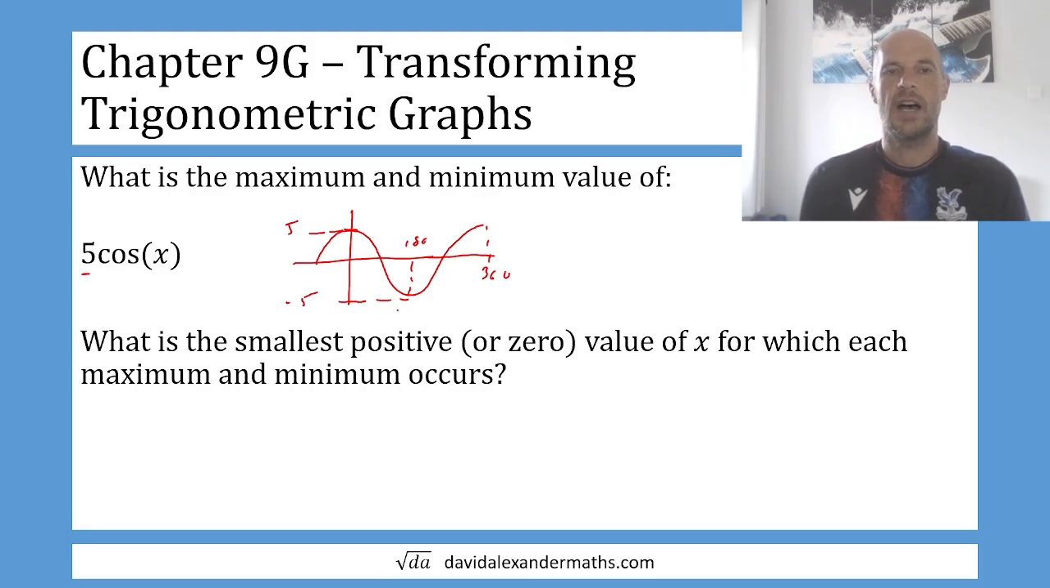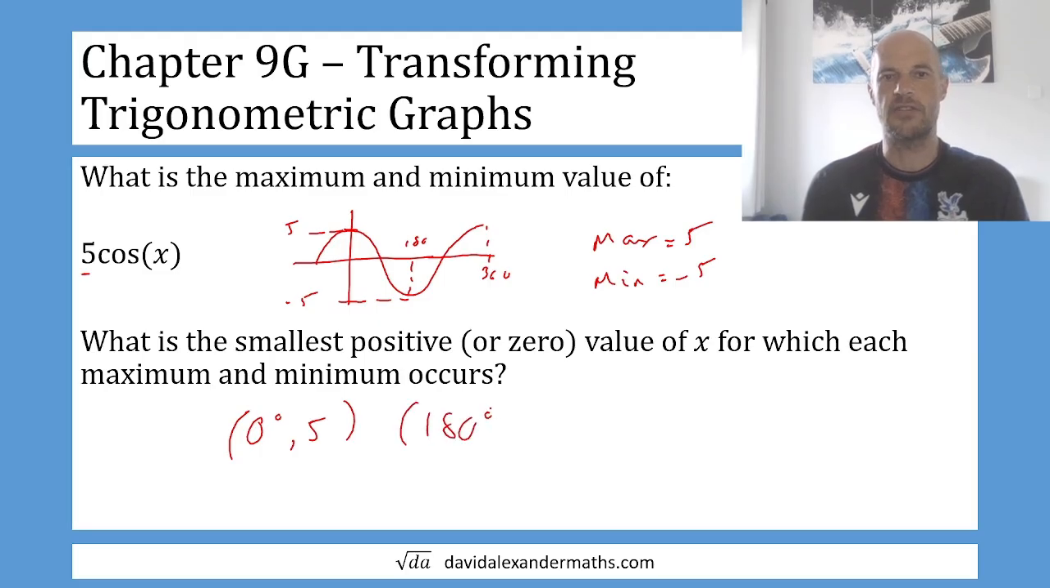So the maximum is 5, the minimum is negative 5. So what's the smallest positive or 0 value of x for which each maximum and minimum occurs? So the first maximum of 5 occurs when x is 0. So we've got 0 degrees, 5, and the minimum we can see is at 180 degrees. So 180 degrees, negative 5.